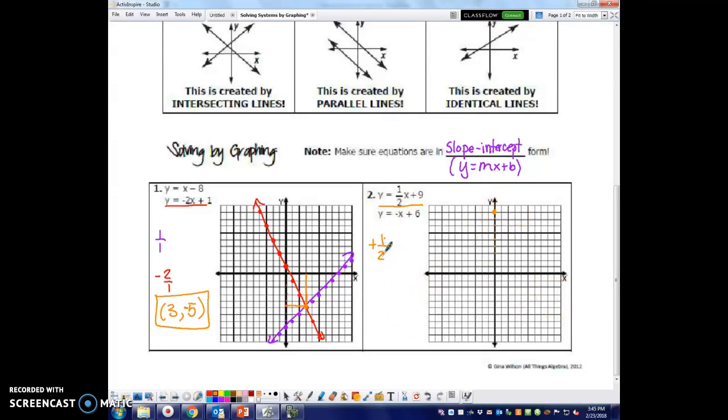Rise 1 over 2. And then go backwards. 1 over 2. 1 over 2. Okay? Connect those dots.